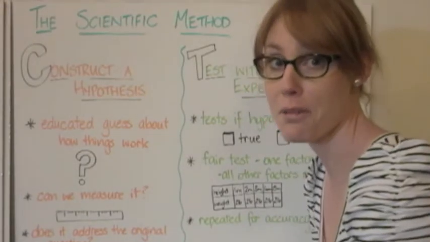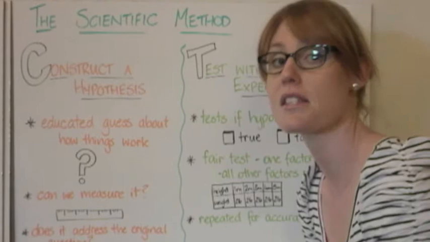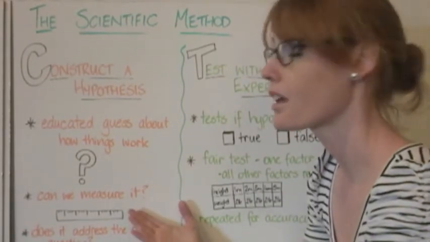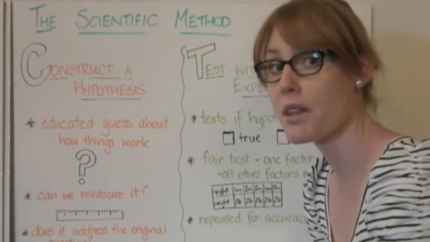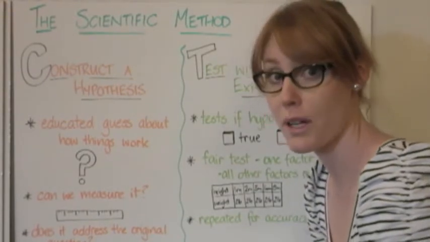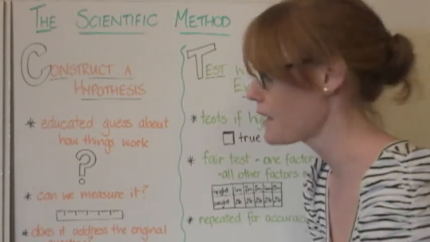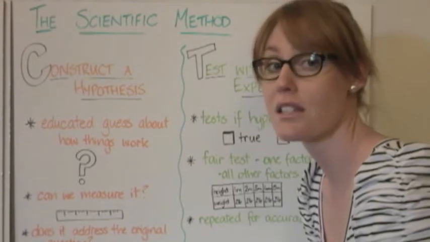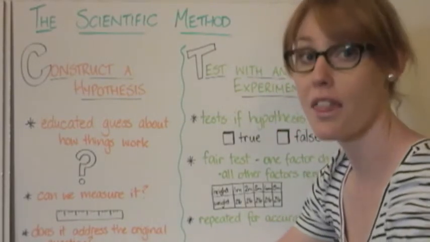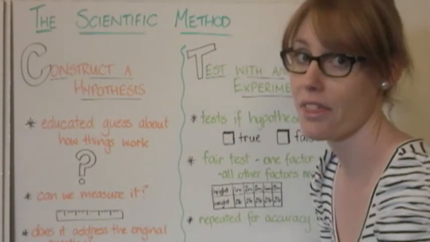The third step of the scientific method is construct a hypothesis. A hypothesis is an educated guess about how something works. We also need to make sure that our hypothesis can be measured. Does it address the original question? And the way to format our hypothesis so that it can be measurable and so that it does answer the original question is to remember to put it in an if-then statement. If I do this, then this will happen.